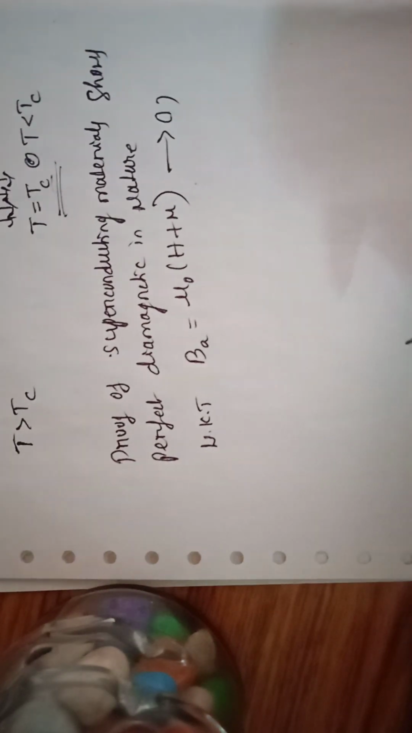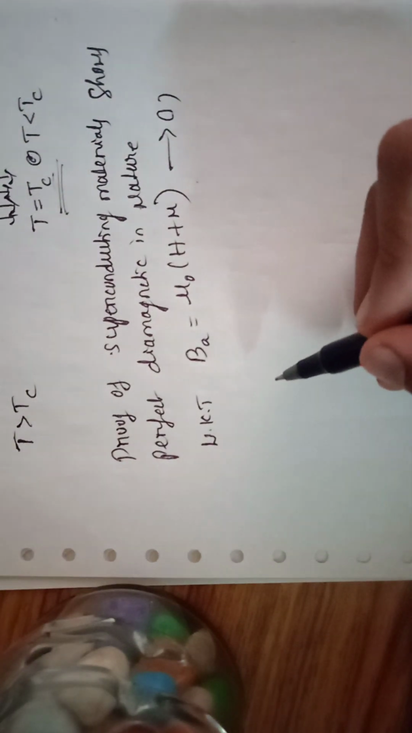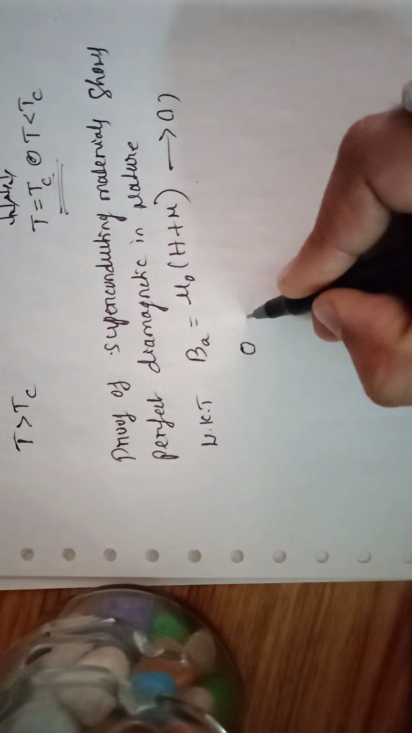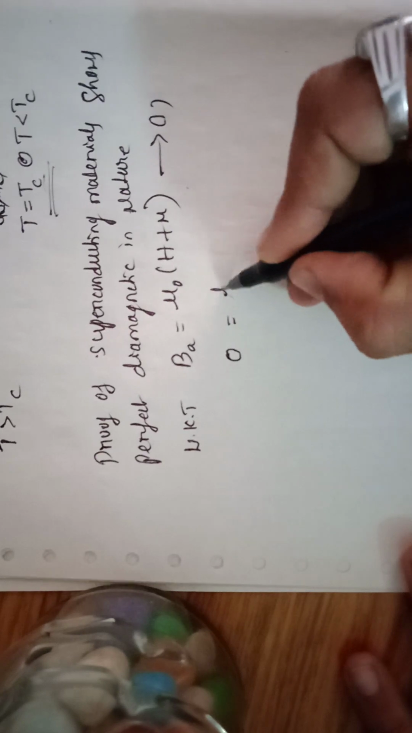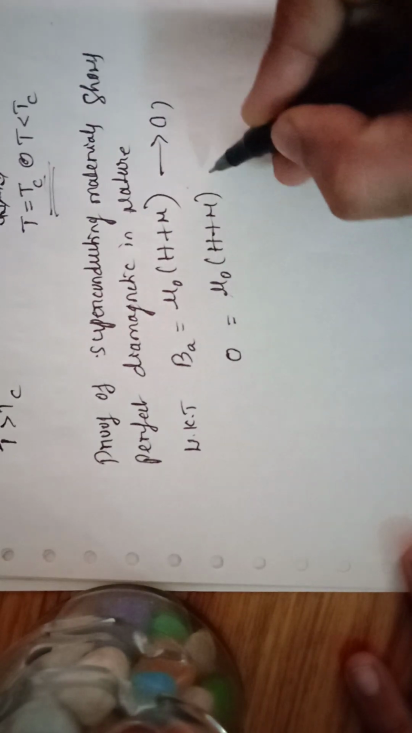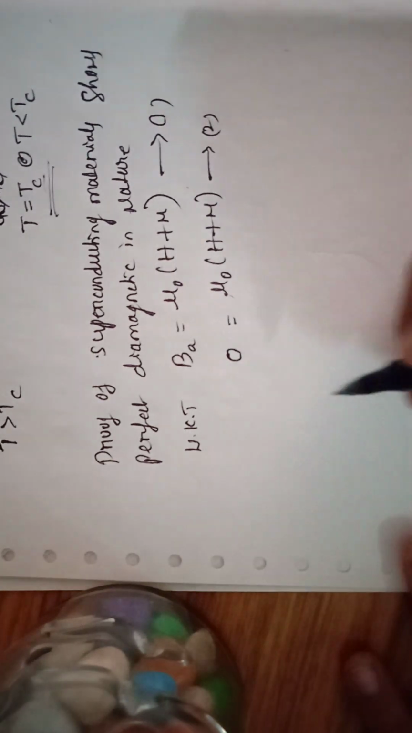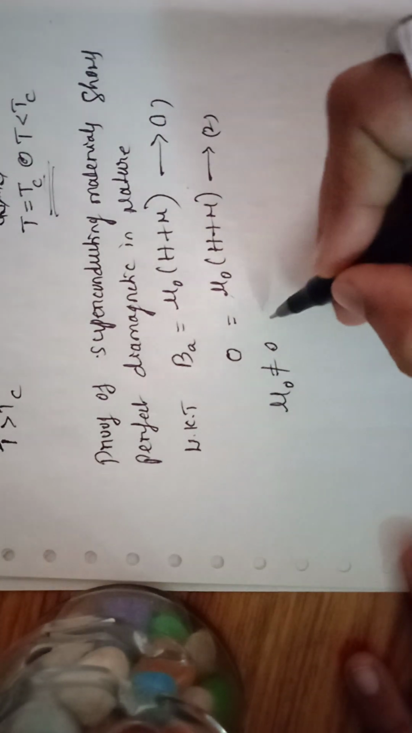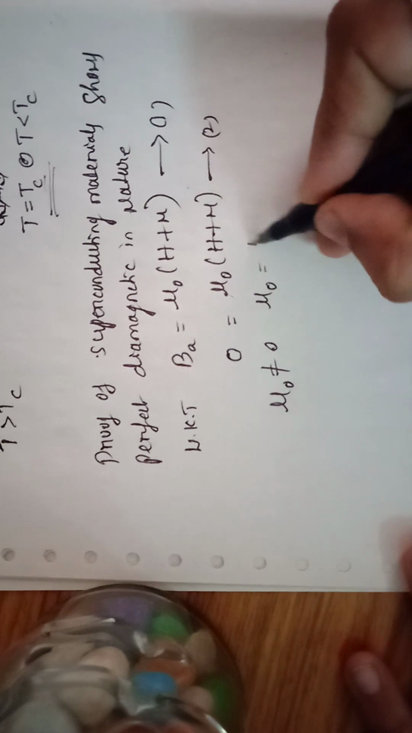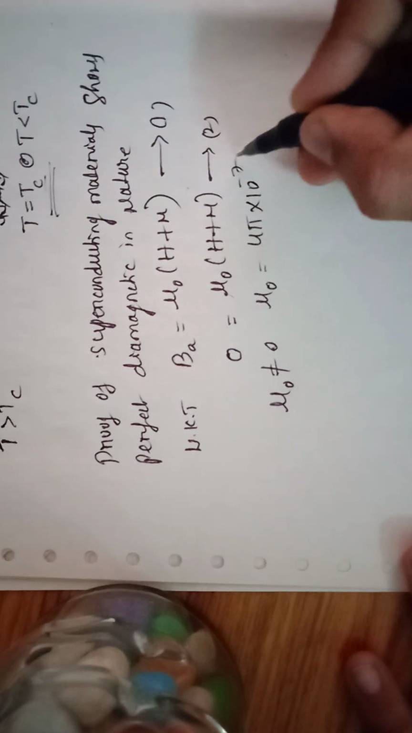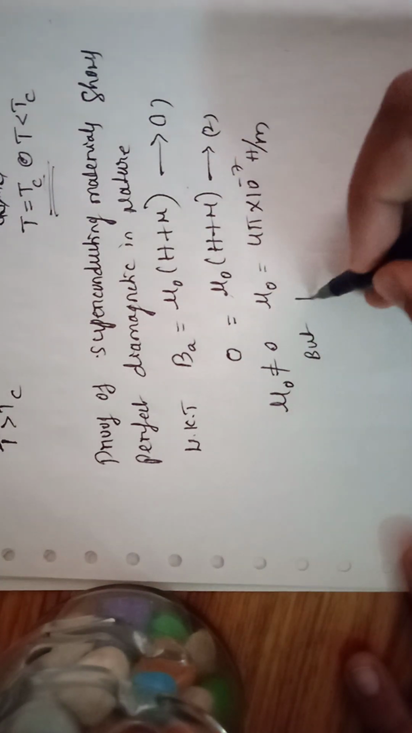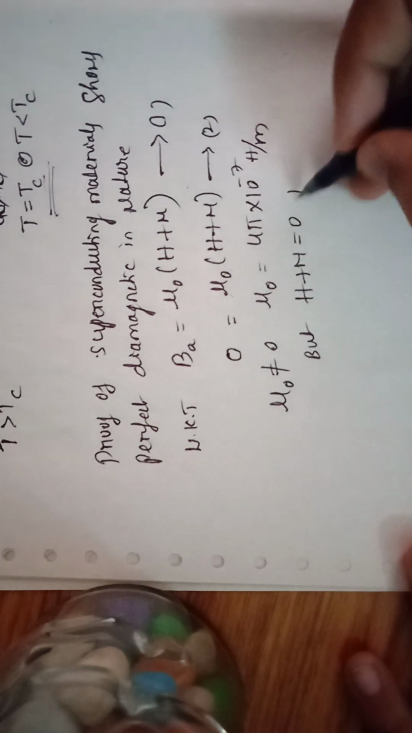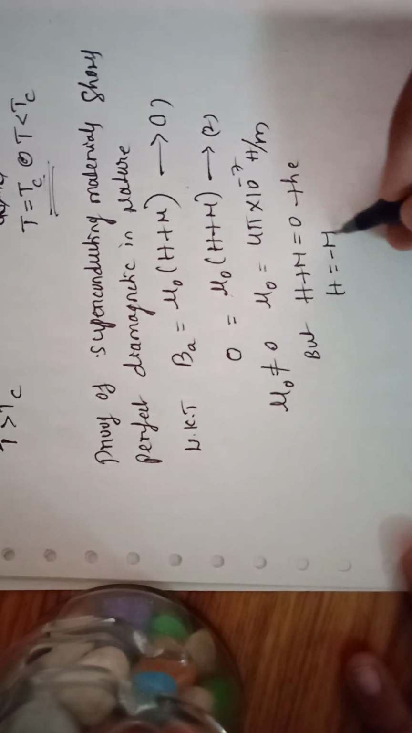Right. So now here this B_A is going to be 0. Why? Because in the interior of the superconductor the magnetic flux density is 0, so we put B_A equal to 0, and mu naught (H plus M) equals 0. This is equation 2. But mu naught is not equal to 0, because mu naught has a value, 4 pi into 10 power minus 7 H per meter. So H plus M is equal to 0, then H is equal to minus M.